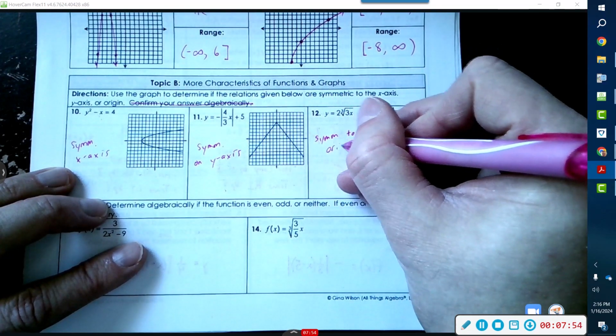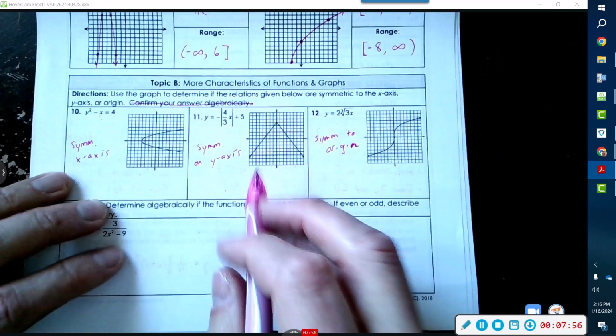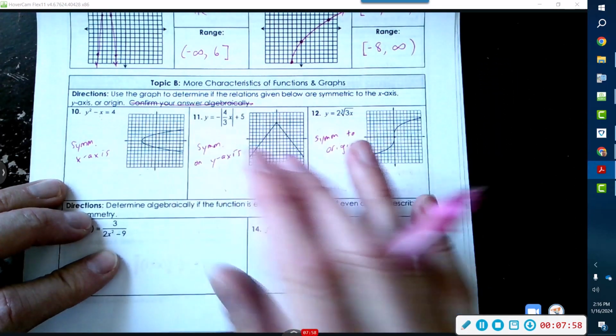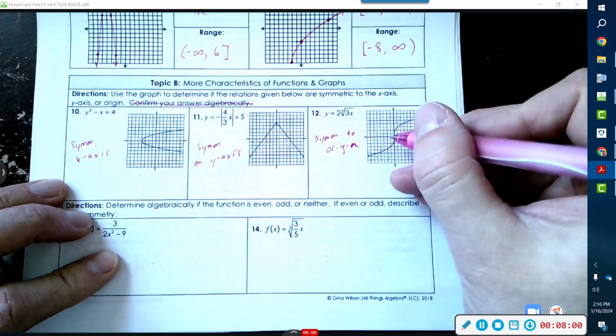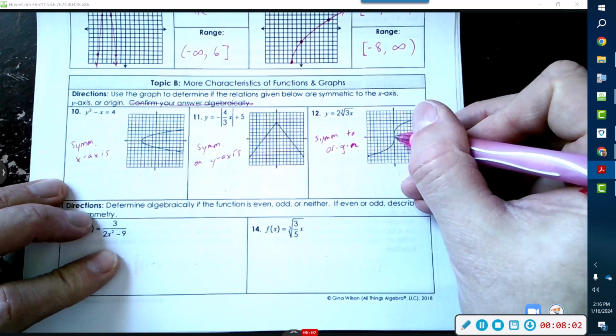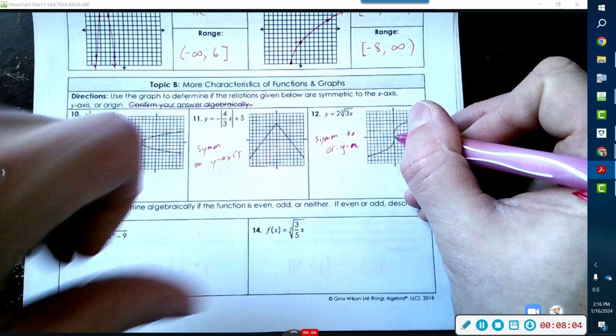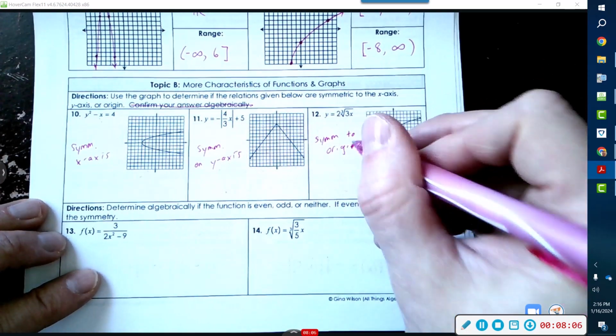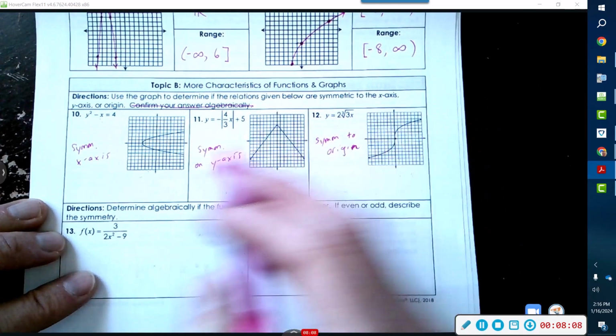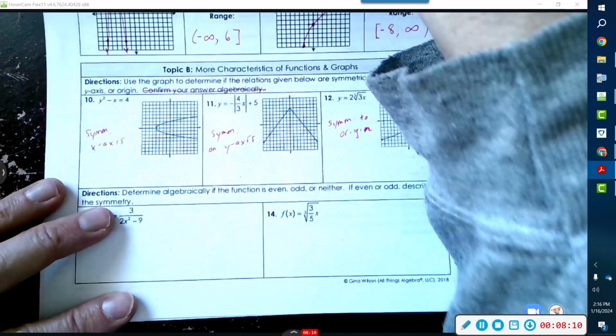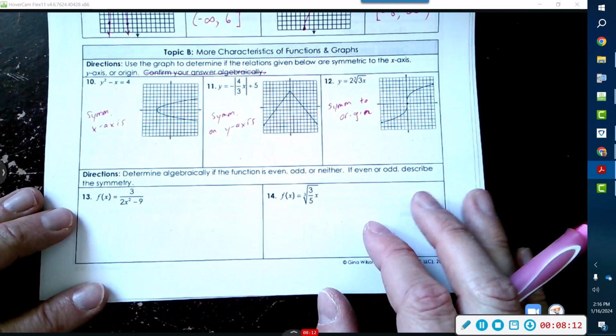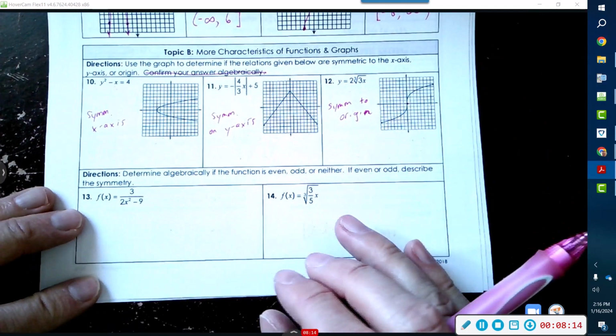So just know, I mean, it's pretty obvious, the symmetry here. Just remember that this guy is symmetric to the origin. Put a pin right here. Turn your paper 180 degrees. If he looks the same, then he is symmetric to the origin. All of these symmetries are very, very important for moving into calculus, especially Calc 2.